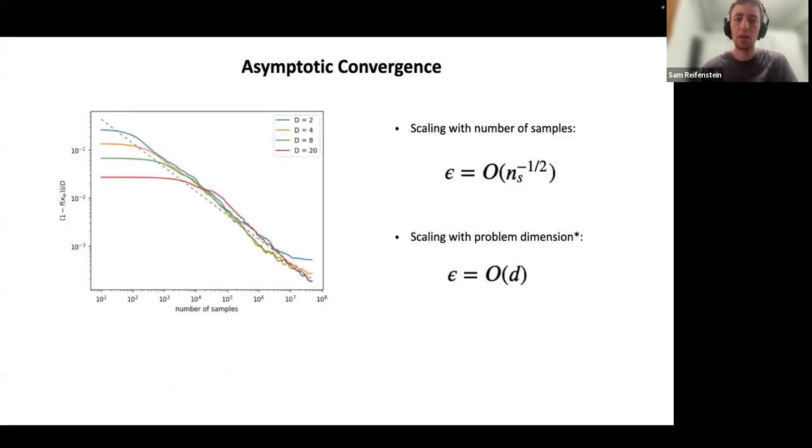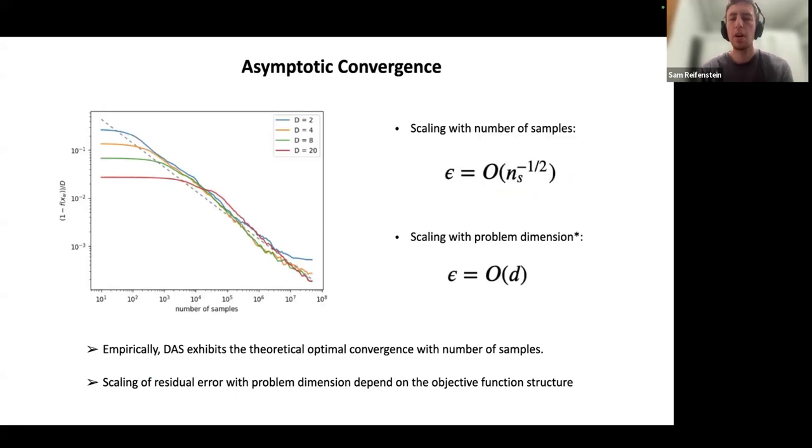We also numerically studied the asymptotic convergence of our algorithm, and we found that the scaling of the error with the number of samples reached the theoretically known optimum, which is the number of samples to the -1/2. And this is a theoretical lower bound when you have the noisy evaluation. We also found that scaling with problem dimension, that is the number of parameters, was pretty good, at least in the smaller dimensions we looked at.